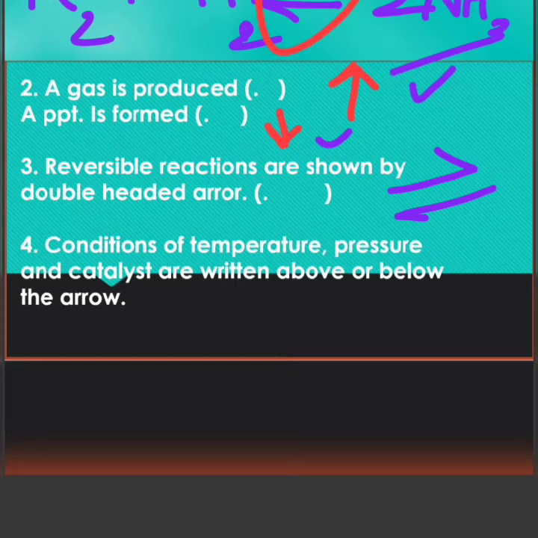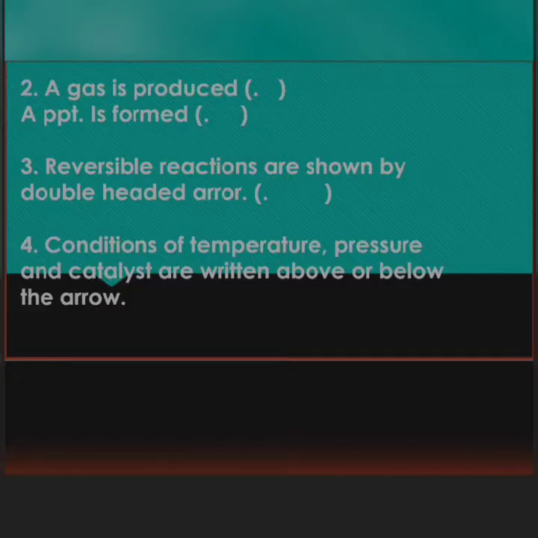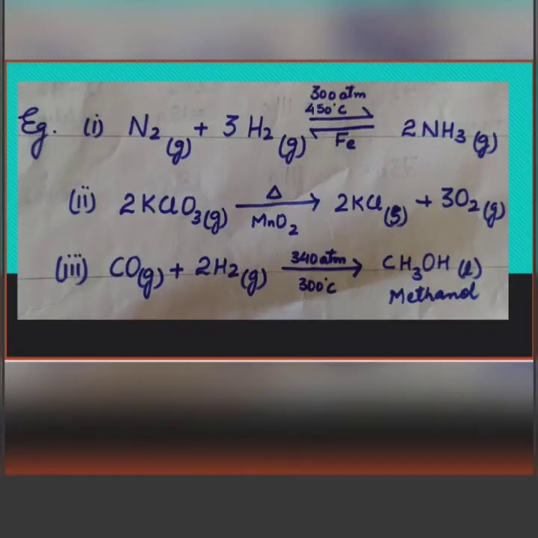All right. Fourth, conditions of temperature, pressure and catalyst are written above or below the arrow. Let me give you a few examples. Example number 1 is of ammonia only. N2 plus 3H2 gives twice NH3, and you can see temperature and pressure conditions. Temperature 450 degrees Celsius at 300 atmospheric pressure, and the catalyst which is taking part in the reaction is Fe, that means iron. So these are the informations which are written above or below the arrow. It makes the reaction more informative. And you can see g is written here. That means all these three components, nitrogen, hydrogen and ammonia, are in gaseous form.